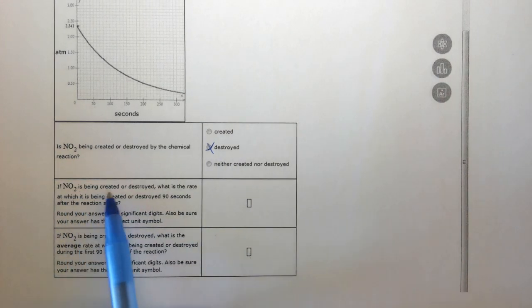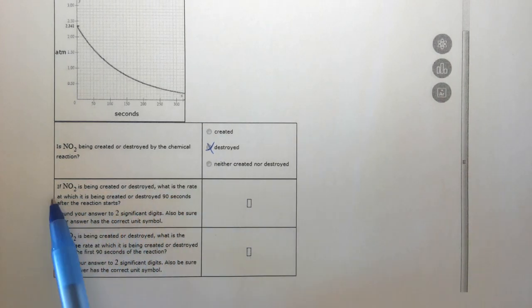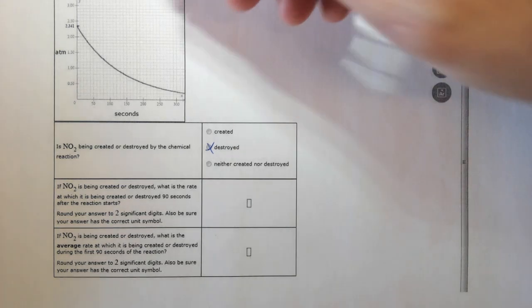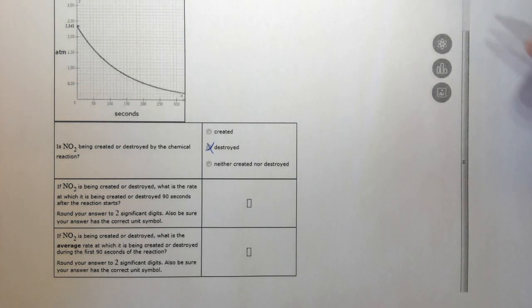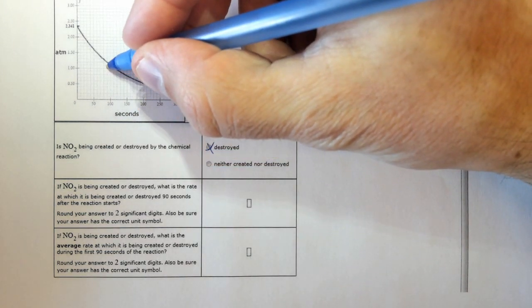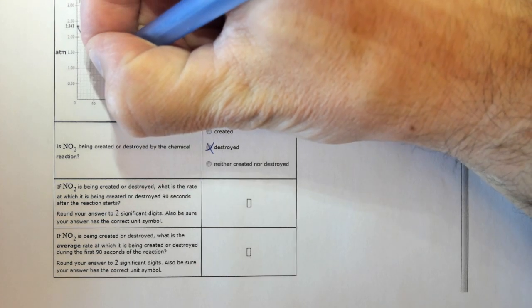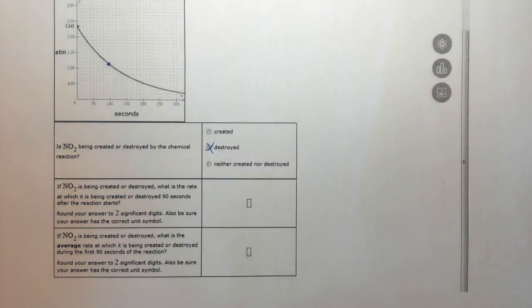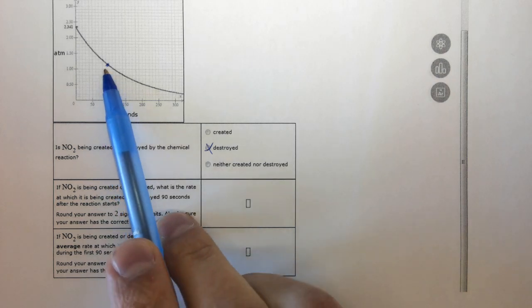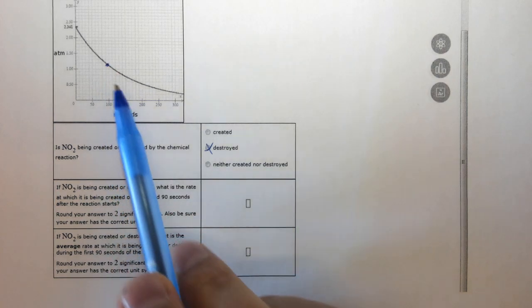It says, if NO2 is being created or destroyed, what is the rate at which it is being created or destroyed 90 seconds after the reaction starts? So here I'm going to use just a straight edge to do this. On Alex, I'm not sure if they give you tools to be able to do this, but I'm going to do it with a straight edge. So what I want to do is go to time, 90 seconds, and then come up to the curve and mark the point. So essentially, this is the time of 90 seconds, and this is the curve.